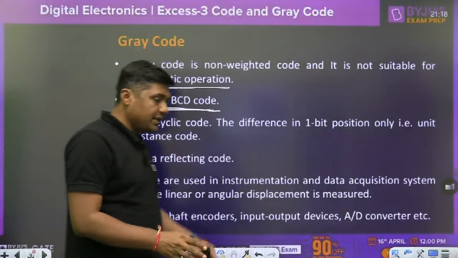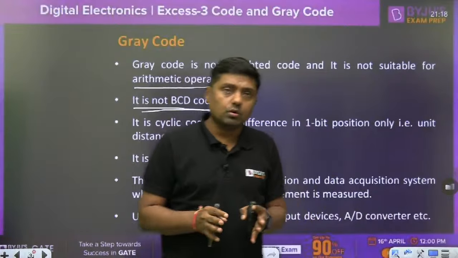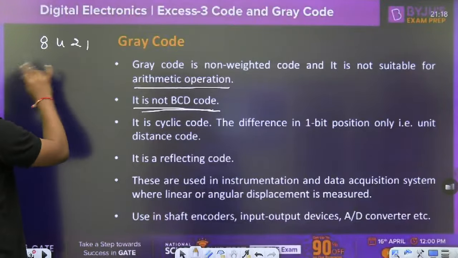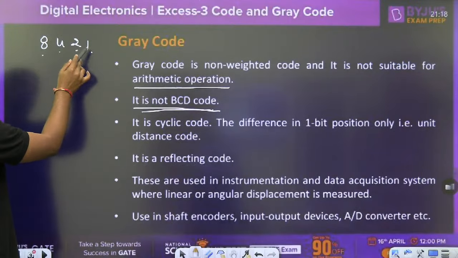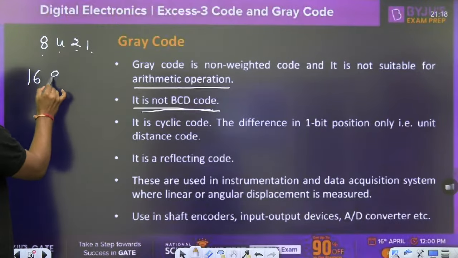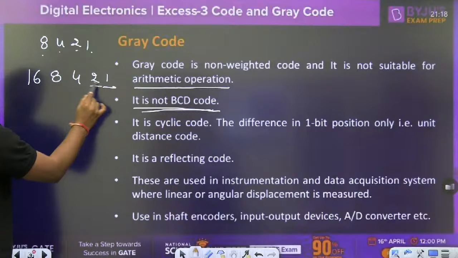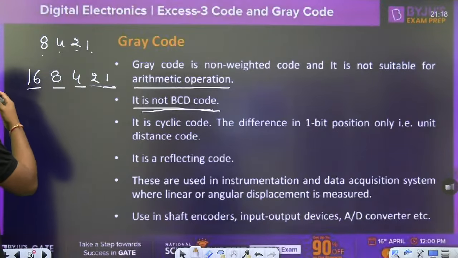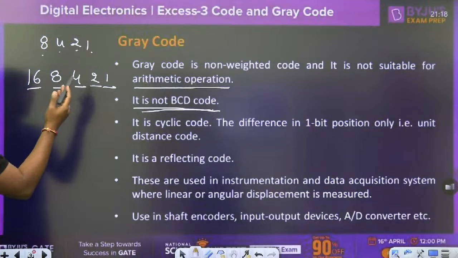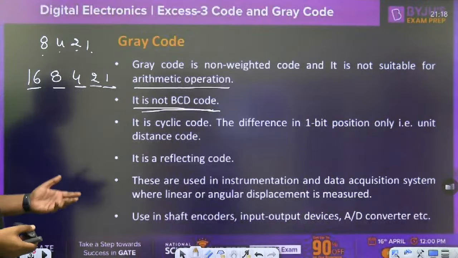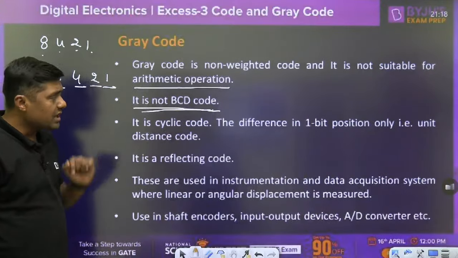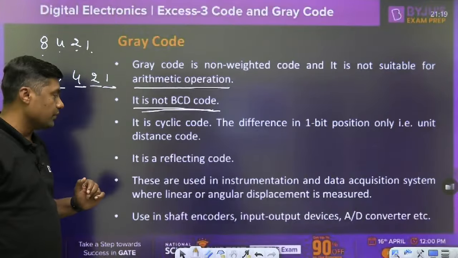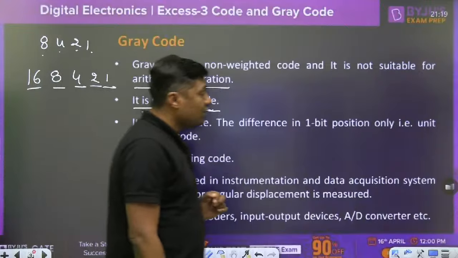For example, binary. Binary is what? A weighted code, meaning each position has a weight. For example, 4-bit, then 8421. For example, 5-bit, 16 8 4 2 1. This is the weight of the position. But Gray code is a non-weighted code and that's why it is not suitable for arithmetic operation. So what is the use of this? It is also called cyclic code, with a difference in 1-bit position only, a unit distance code. It is also called reflecting code.